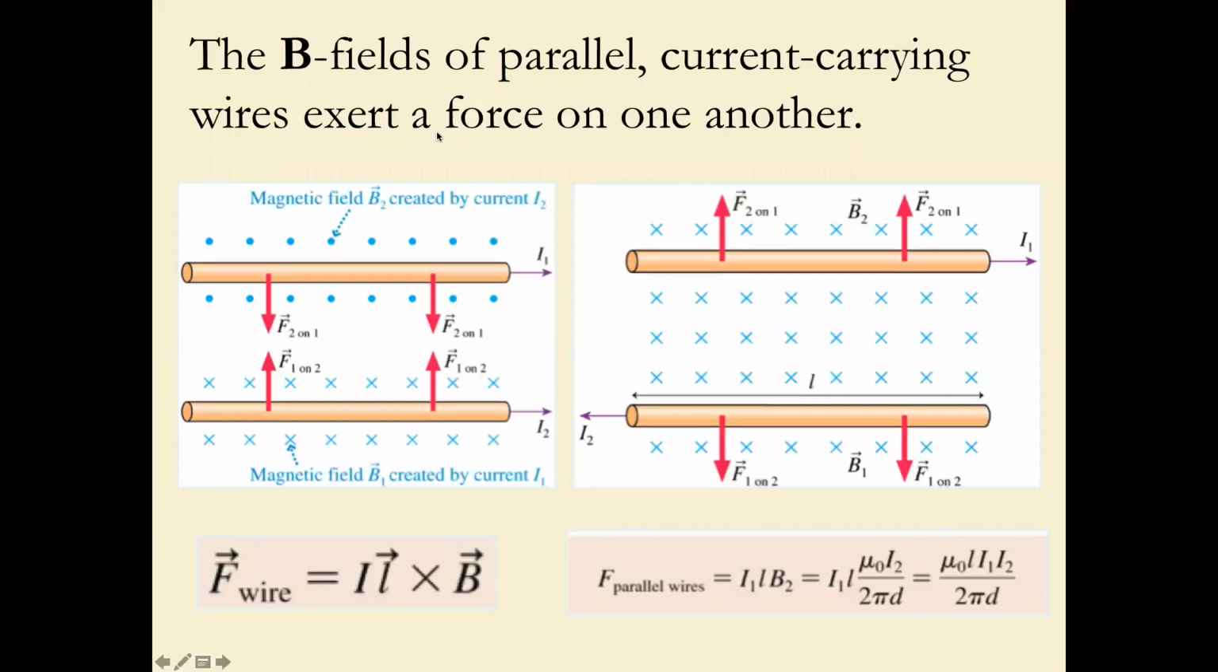Here we will learn that the magnetic fields of parallel current carrying wires exert a force on each other. On the left hand side, we see that the current in both wires, wire 1 and wire 2, are in the same direction. And on the right hand side, we see that the currents are in the opposite way. So this is wire 1, the current is to the right. This is wire 2, the current is to the left.